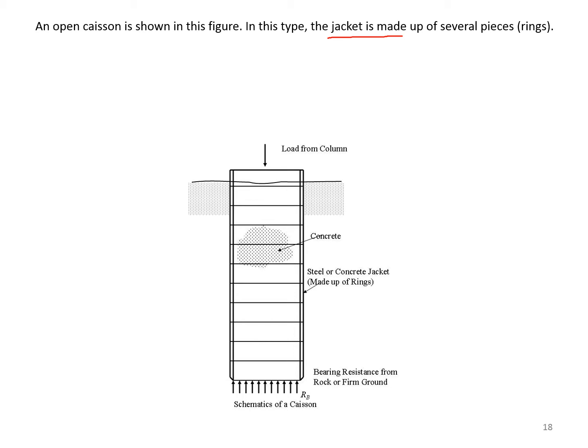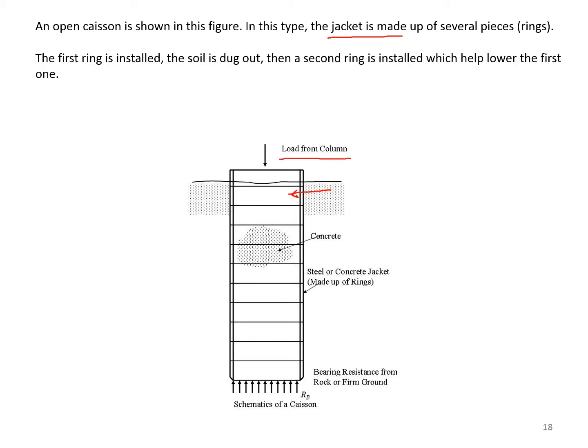So here is one of the rings. And that is the load from the column. The first ring is installed, the upper one. The soil is dug out and a second ring is installed, which would help lower the first one.